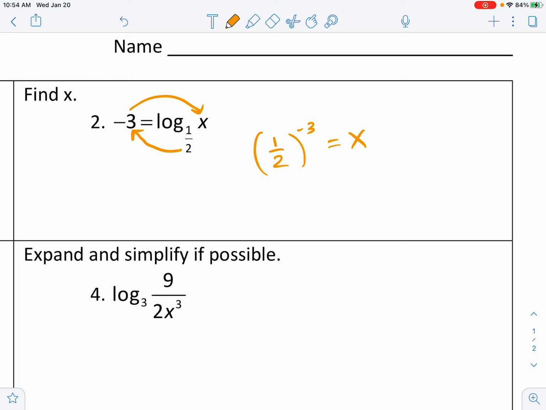So remember, when you have a negative exponent, that's that ticket to ride. So it becomes 2 to the third power, and 2 cubed is 8. So x equals 8.